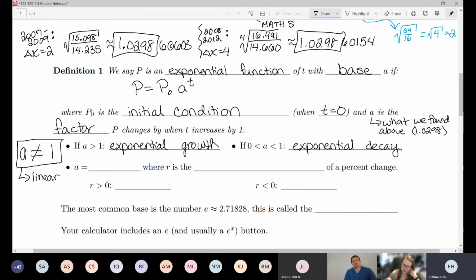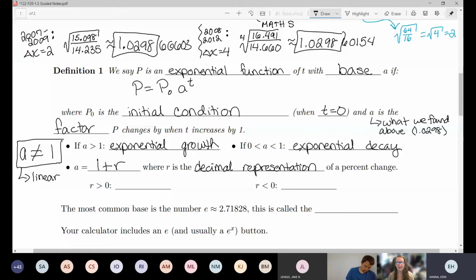So now the other important piece, and I know this is a lot to take in at once. I know this is a lot of different definitions. A is also equal to 1 plus r. Now r is going to be the decimal representation of a percent change. So a lot of times you'll see questions that say a population increased by 4%, the material is decaying by 4%.